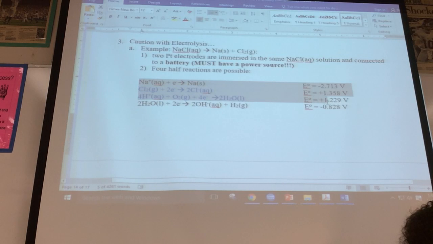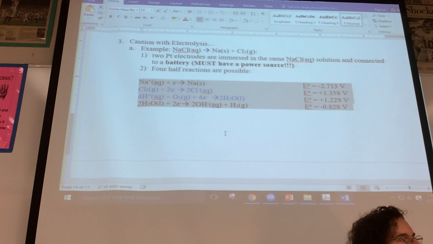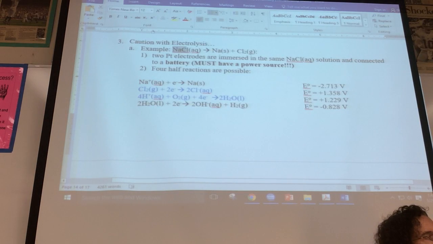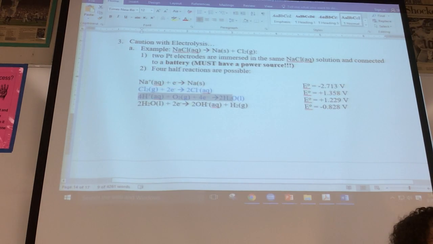What is listed here are 4 reduction half reactions. Which reactions should be oxidation reactions? Sodium. The sodium ion plus electron is good because in sodium chloride you'd have sodium ion and chloride ion. So this reaction's happy. This reaction I should flip because I want chloride ion to be a reactant. Does that make sense? Right. Yes? Why should I flip this reaction?